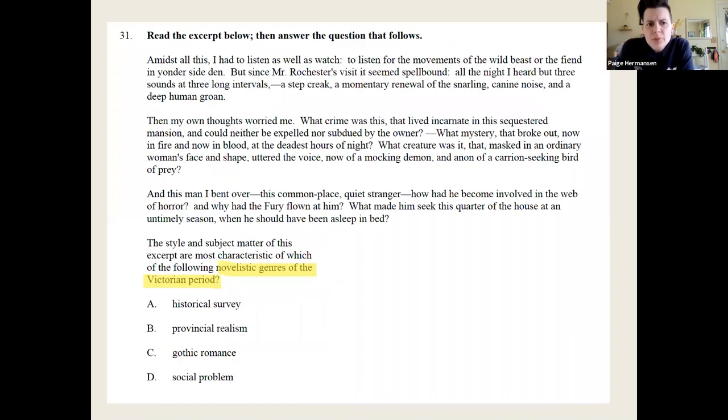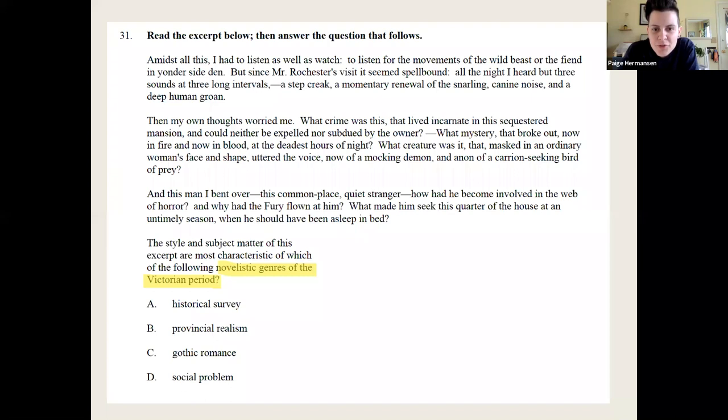So this is a read the excerpt, answer the question and follows question. So we will read these three little paragraphs and then we're gonna consider the question. The style and subject matter of this excerpt are most characteristic of which of the following novelistic genres of the Victorian period? Whew. Okay, so I'm gonna pause the recording and give y'all about 2 or 3 minutes to read that.